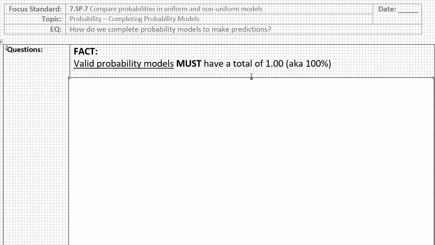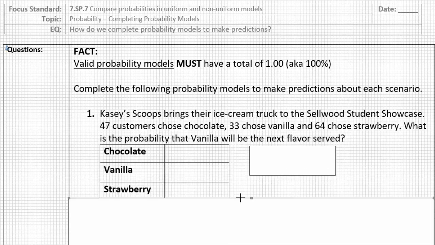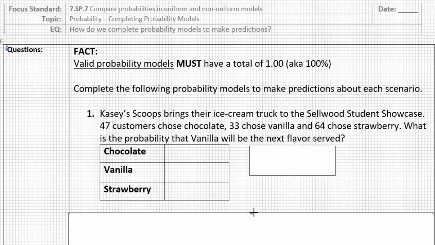So for our first example, we're going to take a look at an ice cream truck, Casey Scoops, that is using their data to make some predictions. They brought their truck to the Selwood Student Showcase, and here's the data that they recorded. 47 customers chose chocolate, 33 chose vanilla, and 64 chose strawberry. They want to use that data to determine what is the probability that vanilla will be the next flavor served.